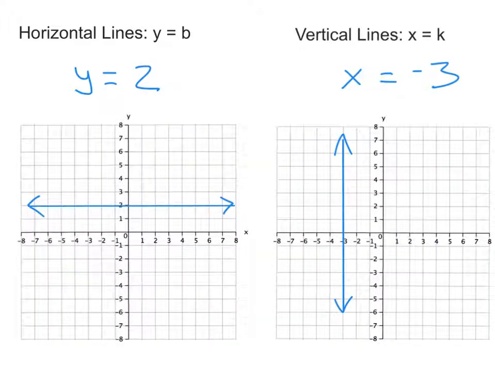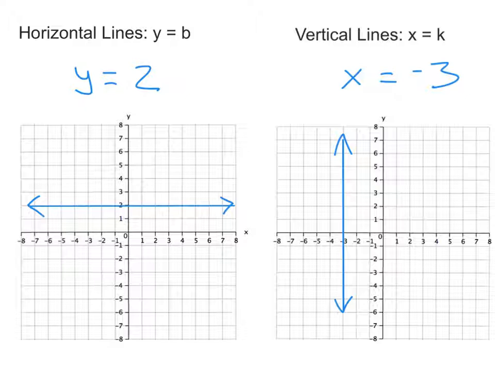Horizontal lines always look like y equals a number. There's no x in the equation of the horizontal line. That means x can be anything. So if you see an equation like y equals 2, that really means x can be anything, but y is always 2. If you draw a graph where x is anything and y is always 2, you get this horizontal line right there.